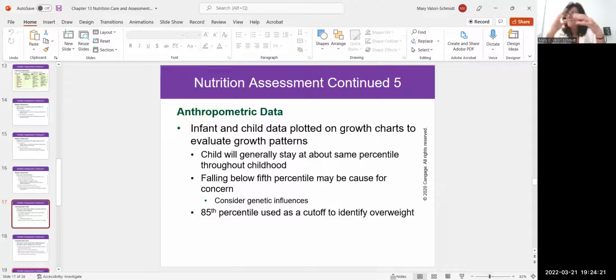Is it genetics? If it's not genetics, like maybe they're just small people. My daughter-in-law's 4'10". She's a little tiny little girl. But, or is there a problem? Is that child malnourished or something? And when we look at the higher end, usually around the 85th percentile can be used to identify overweight people.